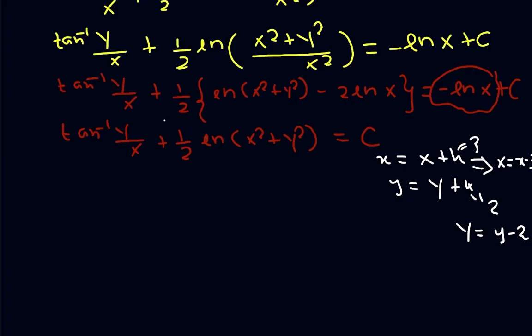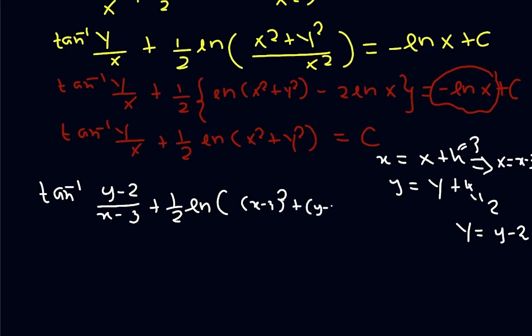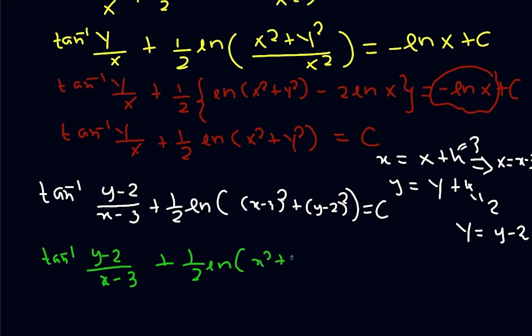Now we can substitute this information into this expression, and we can obtain the expression using our original variables. So tan inverse of (y minus 2) over (x minus 3), plus half times ln (x minus 3) squared plus (y minus 2) squared equals c. Now tan inverse (y minus 2) over (x minus 3), this is our solution. If you want, you can simplify further. You can expand this and using some algebra simplify this. So our final expression looks like x squared plus y squared minus 6x minus 4y plus 13 equals c. So this is our final solution to this differential equation.